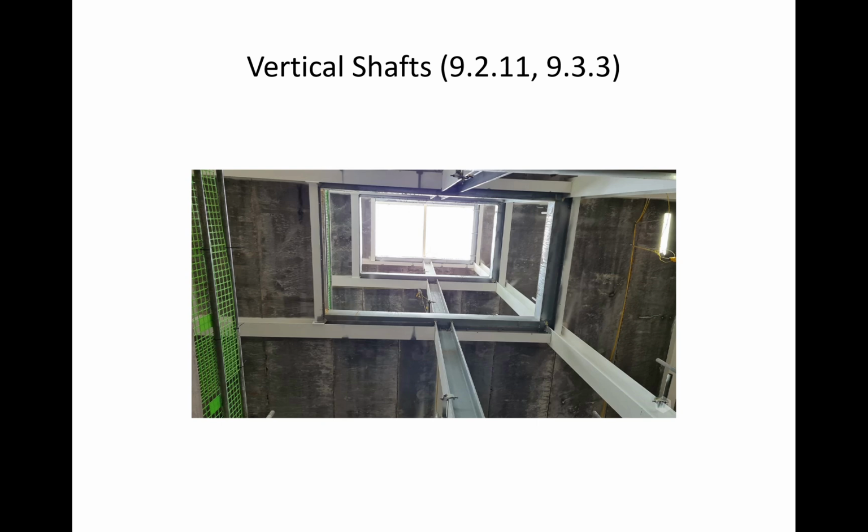Next, for vertical shafts of non-combustible construction that have no access, sprinklers can be omitted from these vertical shafts. So if the vertical shaft, for example, has access, in this case, sprinklers shall be provided in the vertical shaft.